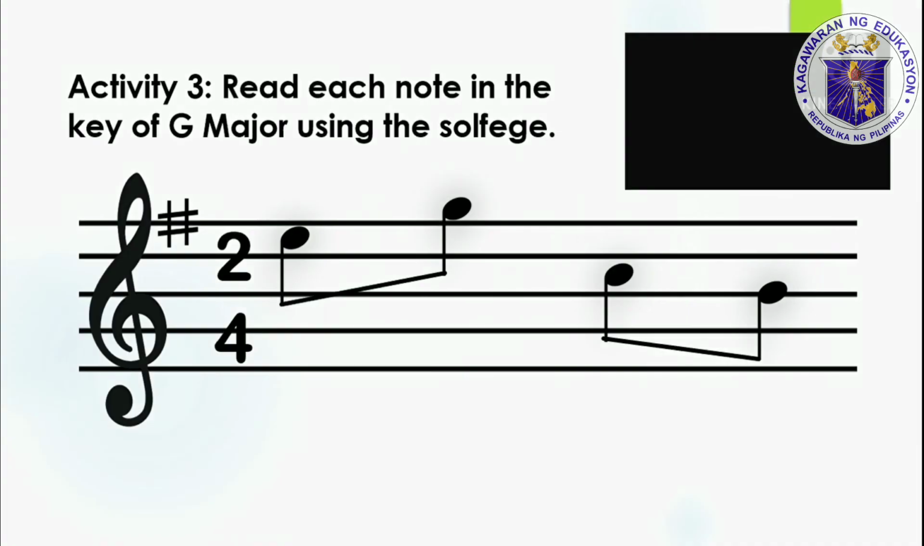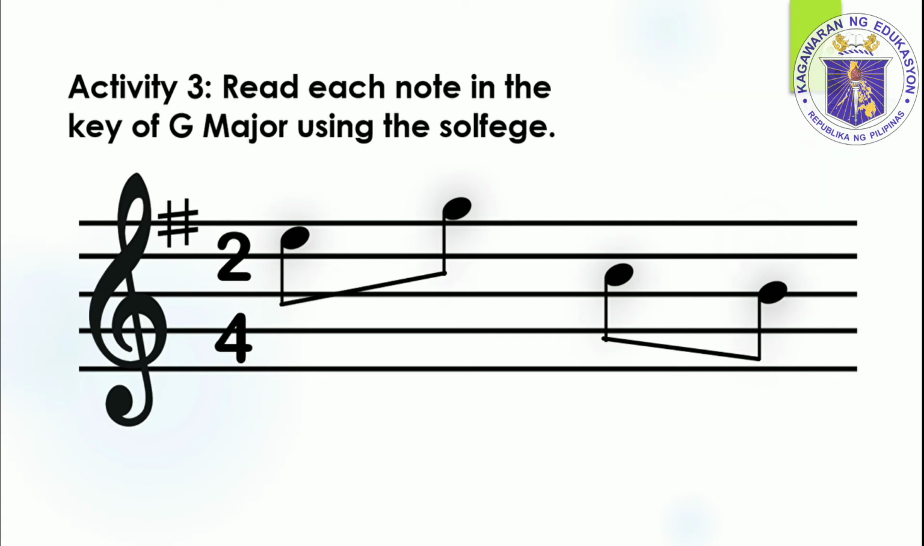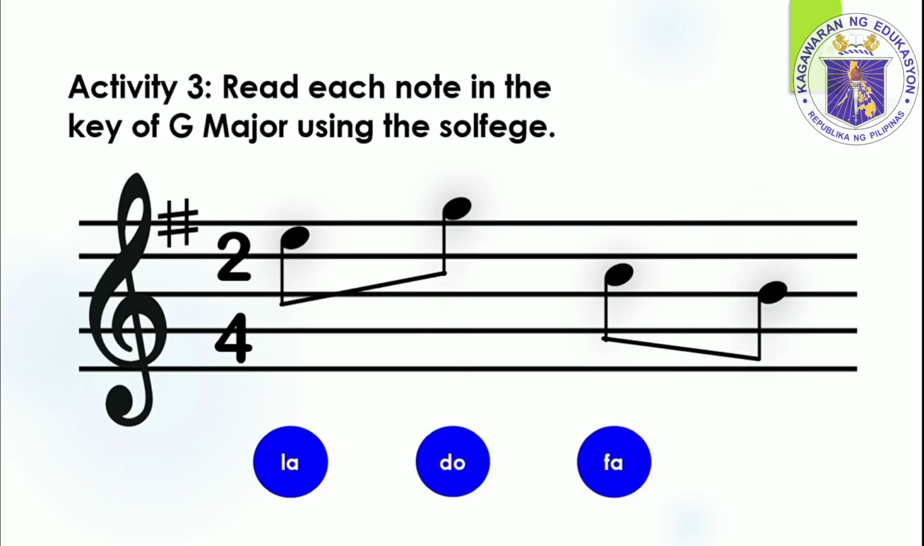Your next activity is to read each note in the key of G major using the solfege. You have 10 seconds to accomplish this task. Time is up. Let's check. Do we have the same answer? Awesome! Let's move on to our next activity.